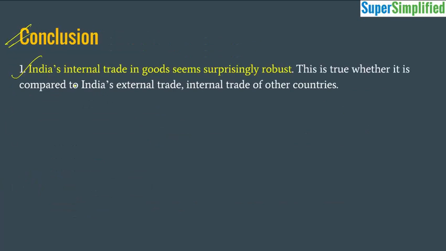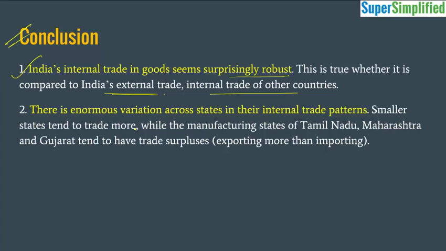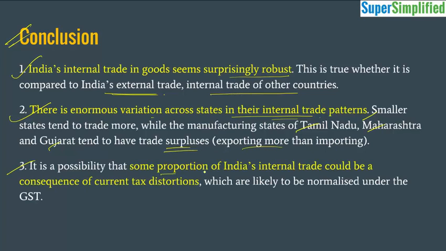So the conclusion of section 1 is India's internal trade in goods seems surprisingly robust. This is true whether it is compared to India's external trade or internal trade of other countries. There is enormous variation across the states in their internal trade pattern. This we have seen. The smaller states tend to trade more, while the manufacturing states like Tamil Nadu, Maharashtra and Gujarat tend to have trade surplus. Right, they are exporting more than what they are importing. And it is a possibility that some proportion of India's internal trade could be a consequence of current tax distortions, which are likely to be normalized under the GST.